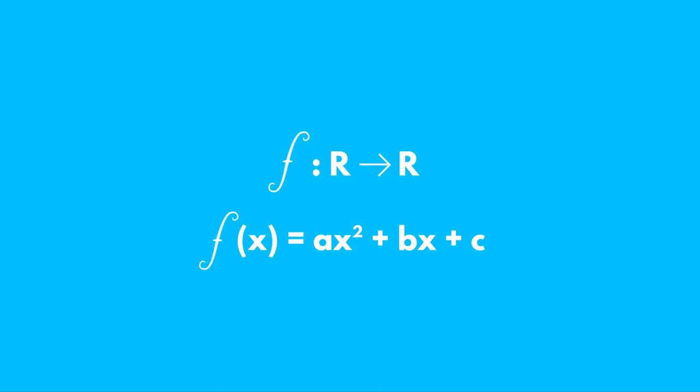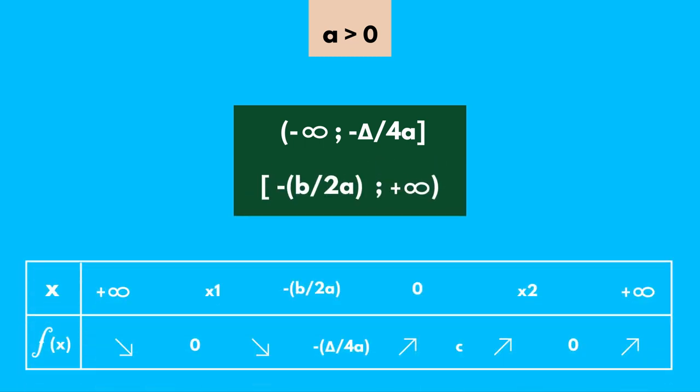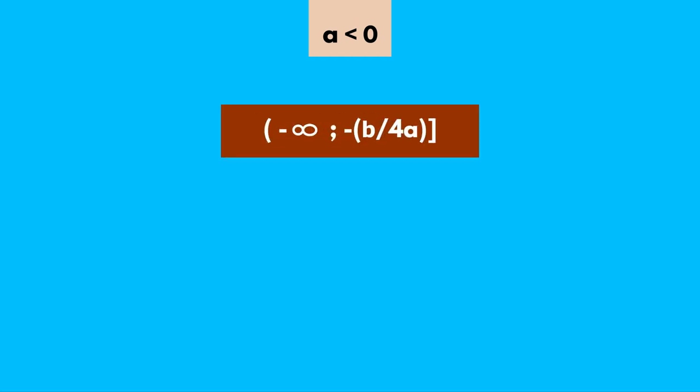Monotony intervals for the function, where a, b, c are real numbers and a is different than zero: in the variation table of function f, the monotony of the function is indicated by arrows. If a is larger than zero, the function f is strictly descending on and strictly ascending on. If a is less than zero, the function f is strictly ascending on the interval and strictly descending on the interval.